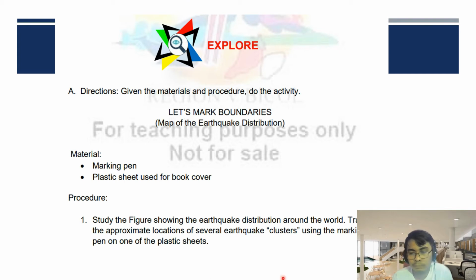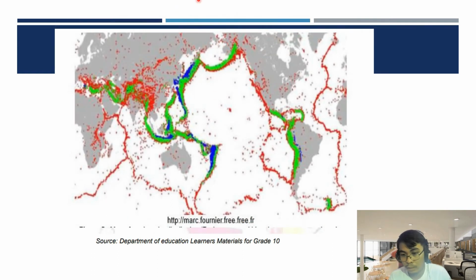And then you need to, tawag dyan, trace the approximate location of several earthquake clusters using your marking pen. So yun na nga, ipapatong mo yung plastic sheet or yung plastic cover doon sa mapa na to, and then gagamitin mo yung marking pen para i-trace yung mga earthquake clusters na tinatawag. So this is the map, okay, being referred to in that activity. So ito yung map na nagpapakita ng earthquake distributions.